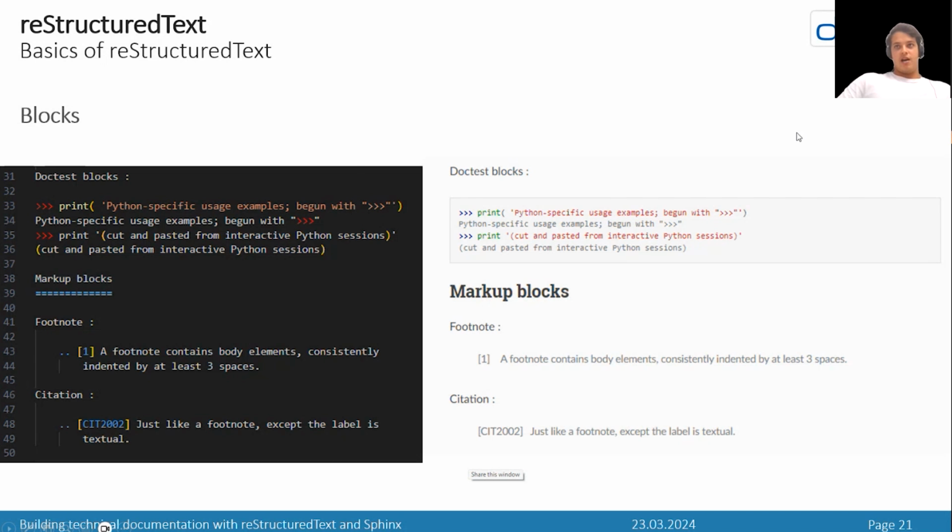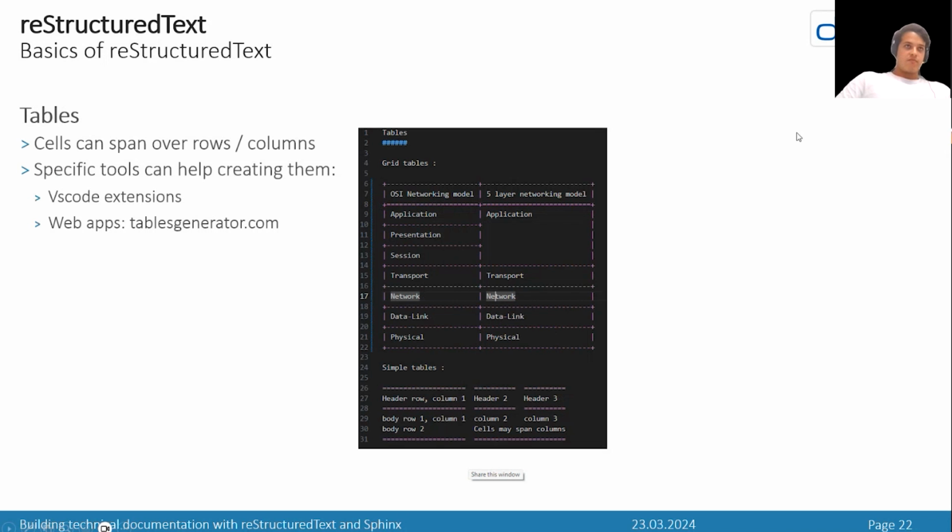Then we have tables. In RST, the table creation mechanics are more powerful than Markdown because we can have cells that can span over rows and columns. In Markdown, this is not possible. So here we can create much more complex tables.